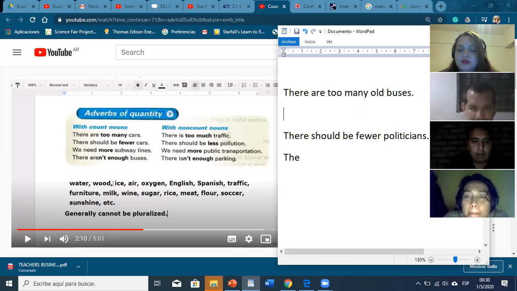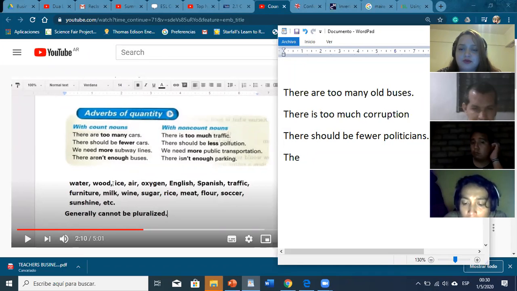The equivalent of this with uncountable is the same, right? Too much. There is too much, and it has to be singular. There is too much what? Pollution, right? We can say corruption, for example, because you cannot count it.